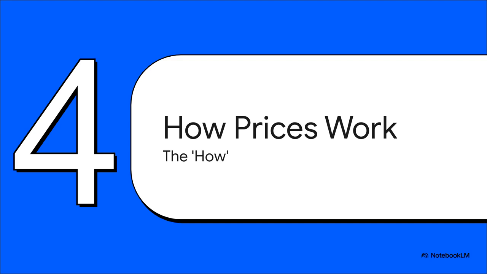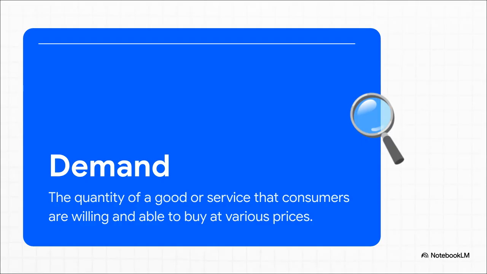Which brings us to the how. How does this market, with nobody officially in charge, actually land on a price for those apples? Well, it's basically a giant tug-of-war between two really powerful forces. On one side of the rope, you have demand. This is pretty intuitive. It's just how much of something people are willing and, importantly, able to buy. The fundamental rule to remember here is the law of demand. Generally, as the price goes down, the quantity people demand goes up.